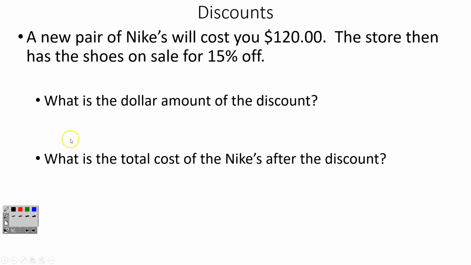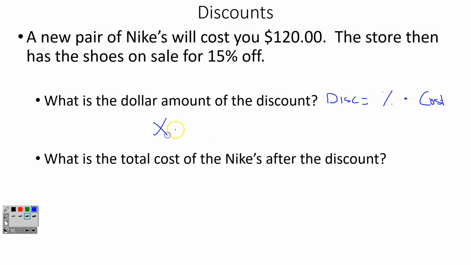So go back to the Nikes that we figured out earlier. A new pair of Nikes are going to cost you $120. The store then has the shoes on sale for 15% off. So what's the dollar amount for the discount? So how much are we going to save, basically? So again, it's going to be my discount equals my percent times the cost.